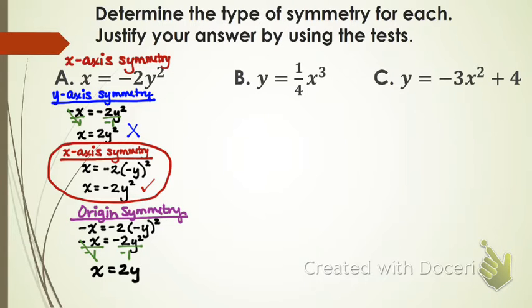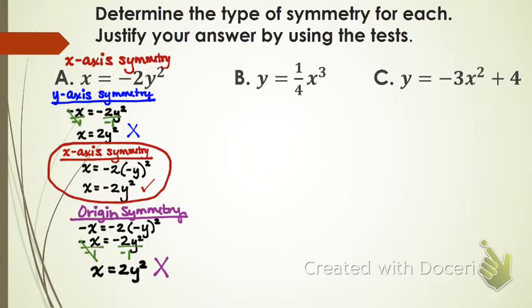Which is not the same as what I started off with. So this is not symmetric about the origin. We only had x-axis symmetry. It is possible for an equation to have no symmetry.